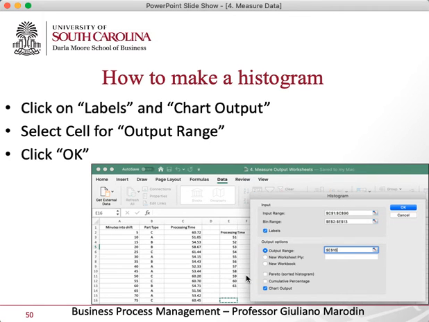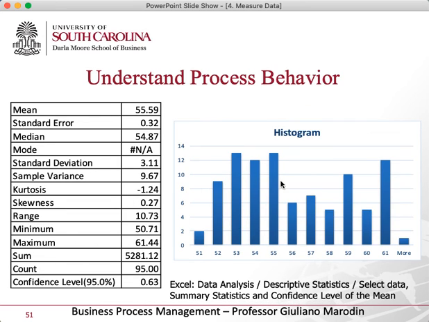Then you can click labels here. If you selected the data with the labels, you have to click here on labels. If you select only the data, you don't need to click. Then click here on chart output, right? Because that's what we want to see. And you're going to have the histogram exactly as I have here. Okay? So now I'm going to stop the video, and between this video and the next video, you guys have to do it, and you have to have something like this one.